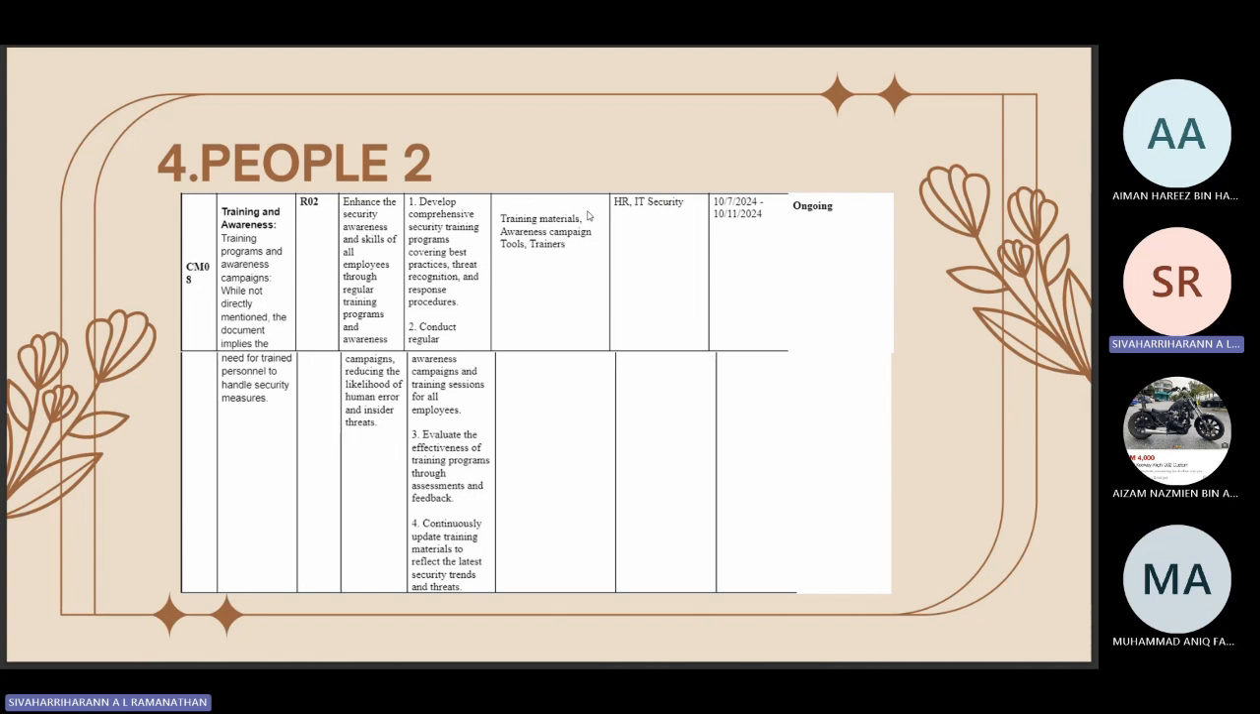and awareness, which enhances the security awareness and skills of all employees through regular training programs and awareness campaigns, reducing the likelihood of human error and incident threats. This includes developing comprehensive security training programs, conducting regular awareness campaigns and training sessions, evaluating the effectiveness of training programs, and continuously updating training materials. So the resources required is training materials, awareness campaign tools, and trainers. And the timeline is 10 July 2024 until 10 November 2024, and the status is ongoing.